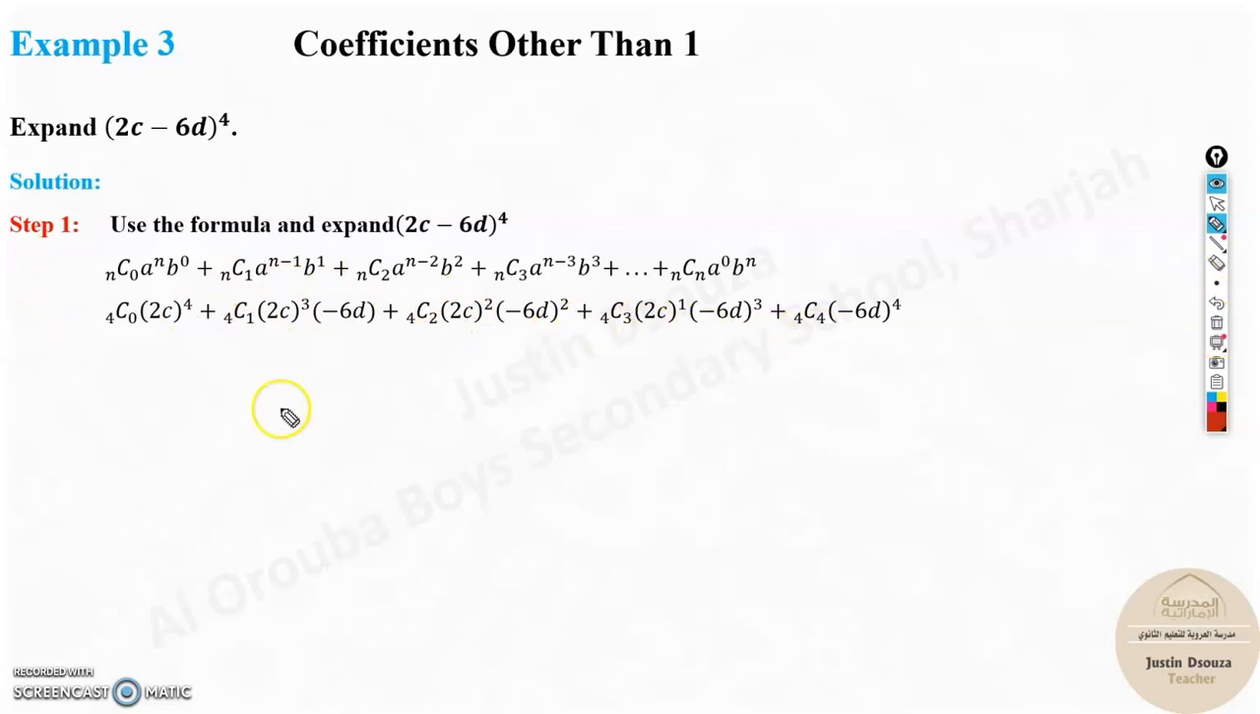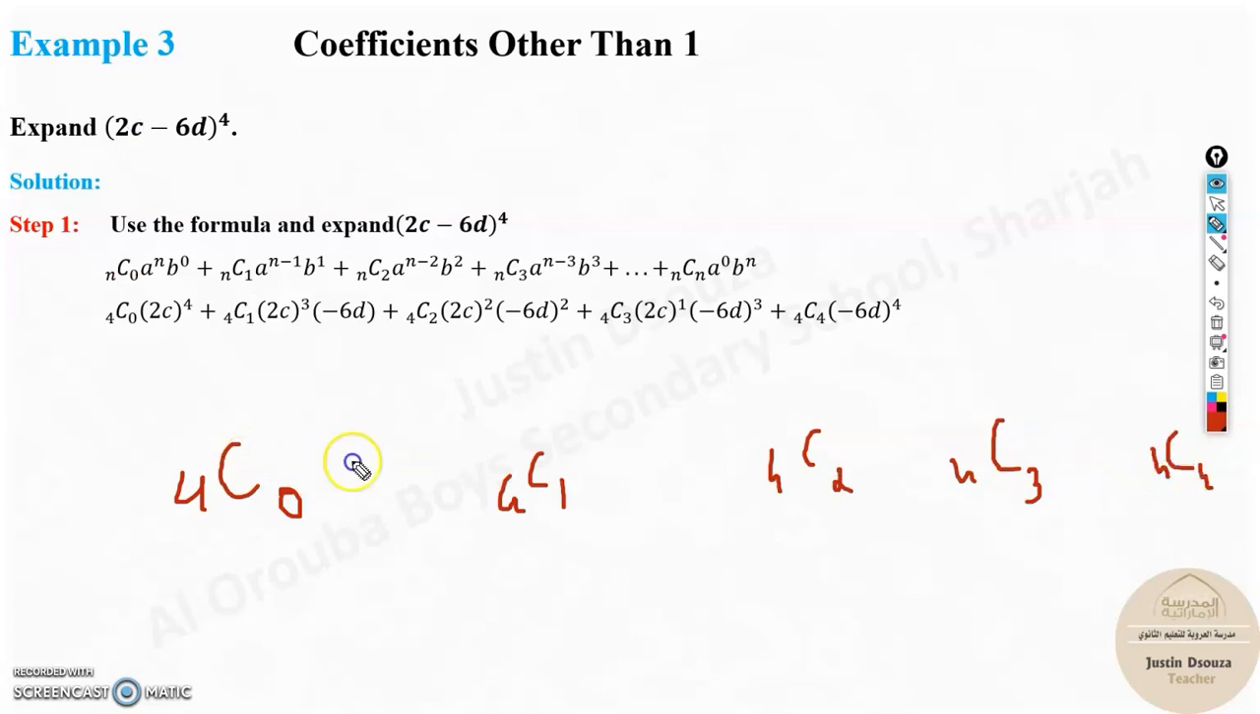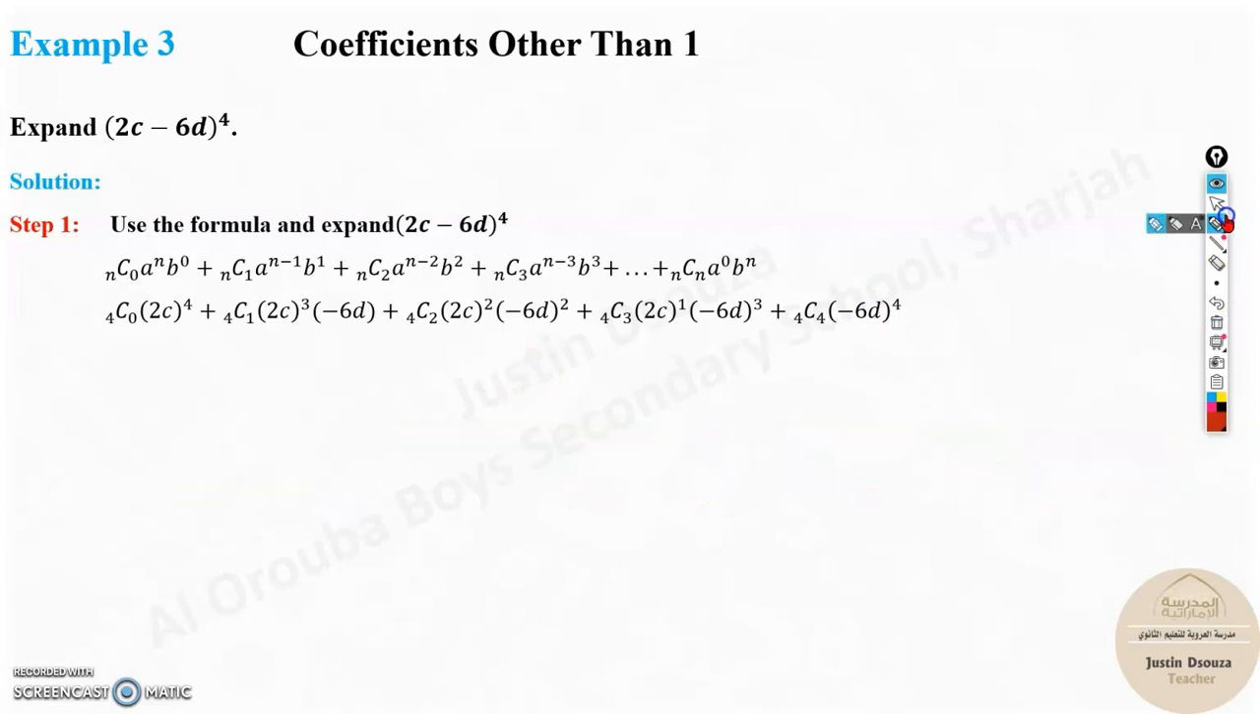The best way to write this is, first I would write 4c0, then leave some space, 4c1, 4c2, 4c3 and 4c4. I hope you understand this. Then I would write the first term, 2c the whole power 4, 2c the whole power 3, because this is the easier method to understand, whole power 2 and so on. And then I would write the last one. It won't be there in the first term, it will be from the second term, minus 6d and so on. See, that is how I would write one by one.